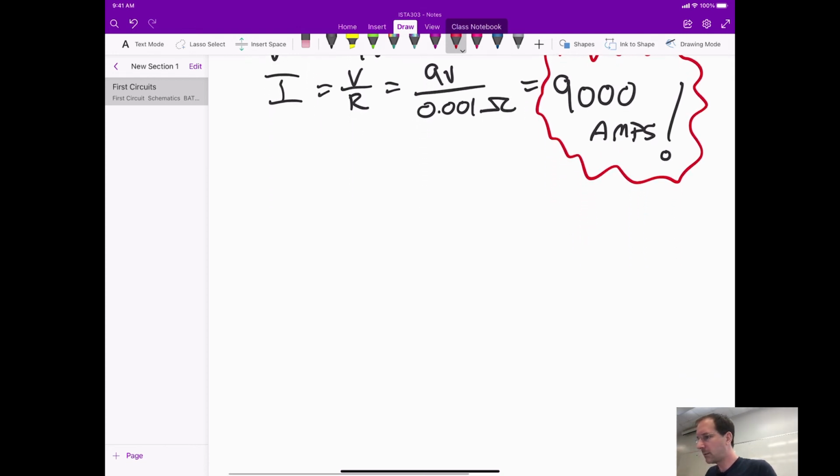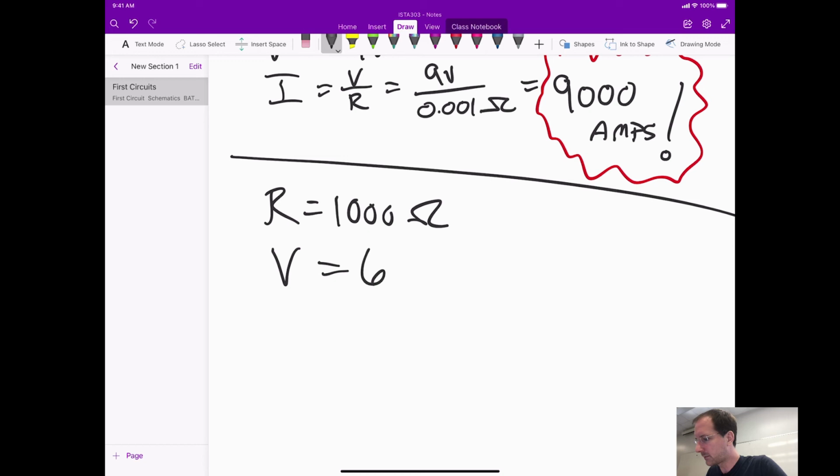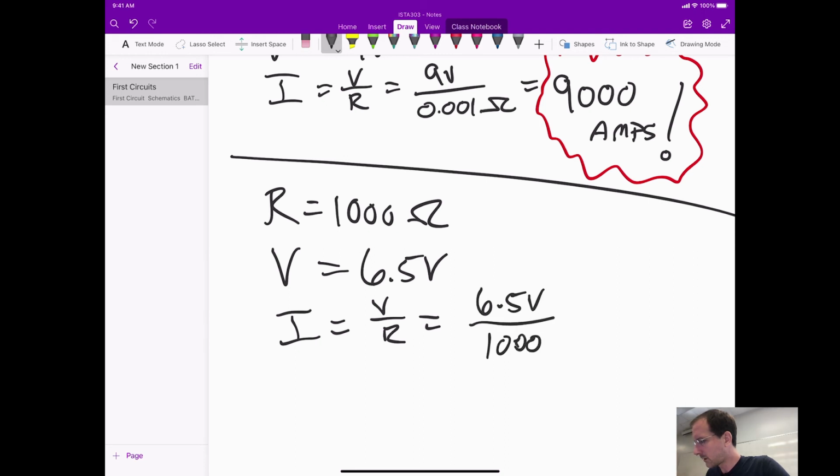And then maybe one more quick example here. What about a 1,000 ohm resistor, and it has a voltage of maybe 6 volts going through it? What's going to be the current? That's going to be 6.5 volts over 1,000 ohms, and so that's going to be about 6.5 milliamps.